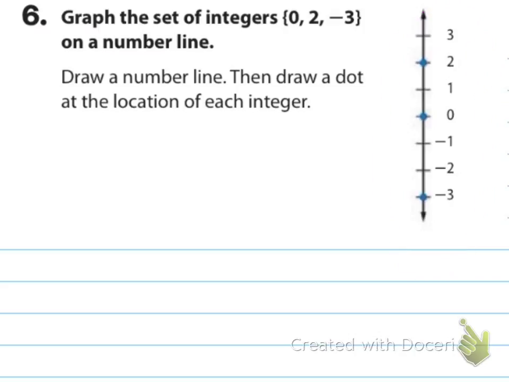All right, so it says graph the set of integers 0, 2, and -3. So I know that my biggest number is going to be +2. And so I'm going to go ahead and make that my top. Then I've got to get my 0 in there, and then my -3, which means I need to be skip counting just by ones.